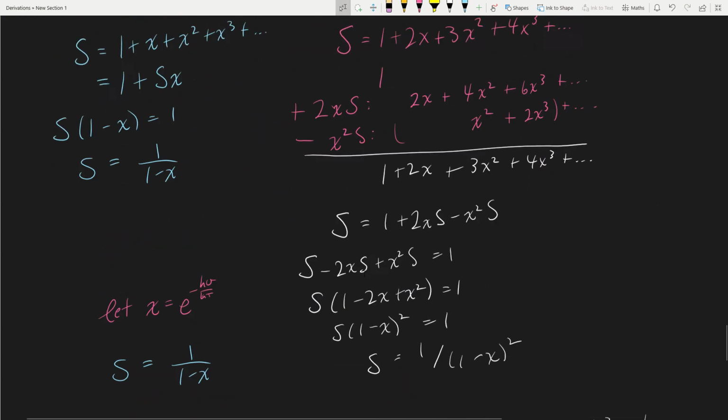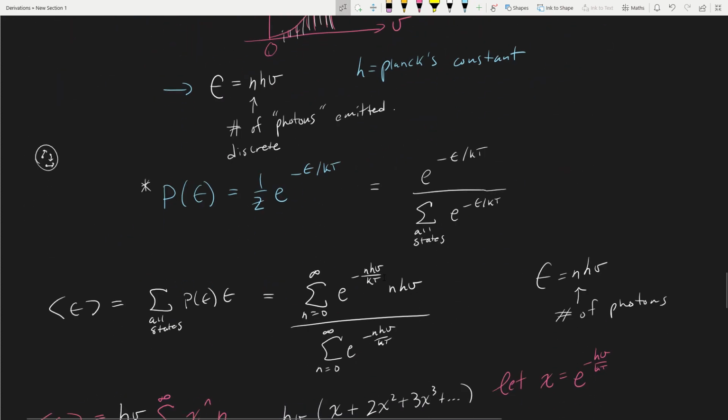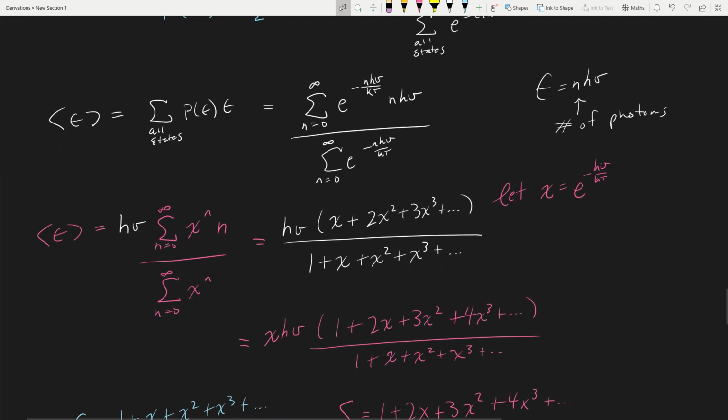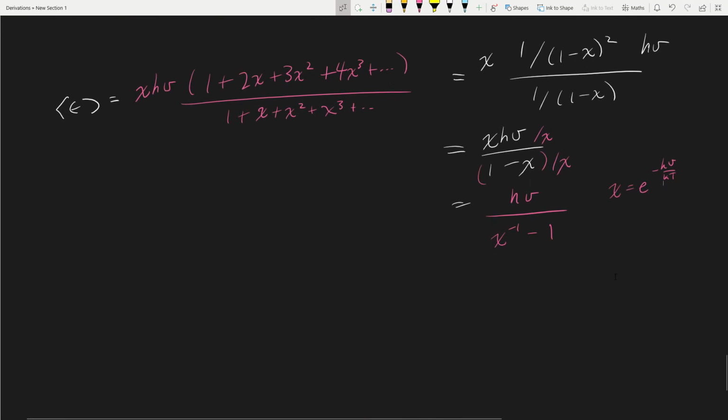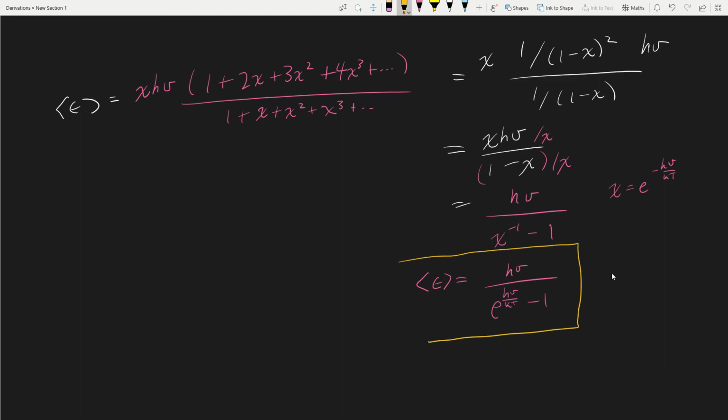Did I do that right? Yeah, I did. A negative. Okay, so that's correct. So x to the negative 1, the average energy is h nu over e to the h nu over kT, minus 1. Okay, so this should look really familiar to a lot of you as that factor in Planck's law.